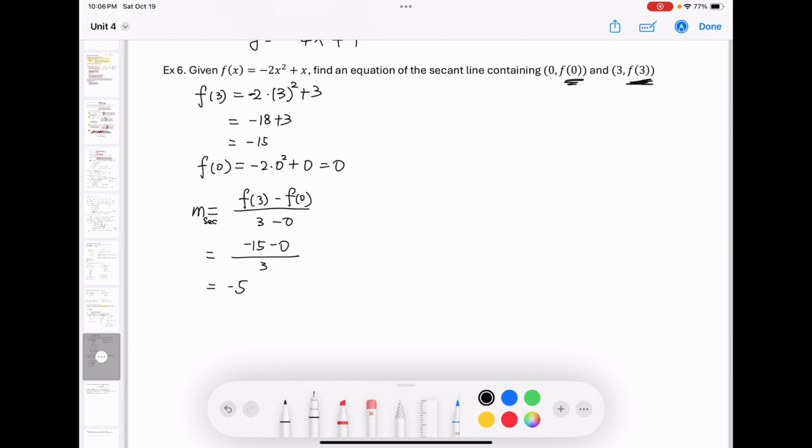So bring it into the formula: y minus y sub 1 is equal to m times x minus x sub 1. Let's pick a point. If I pick the first point, I have my point 0 comma 0. So we have y minus 0 is equal to negative 5 times x minus 0. So y is equal to negative 5x.